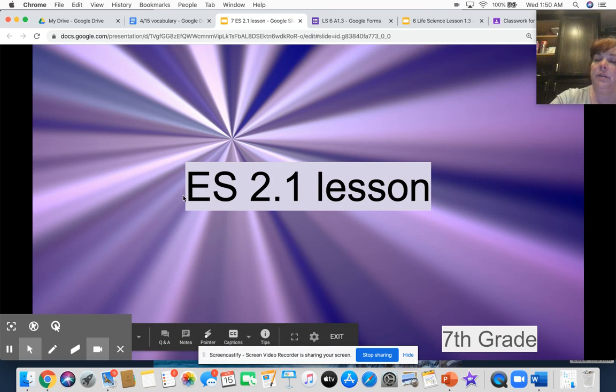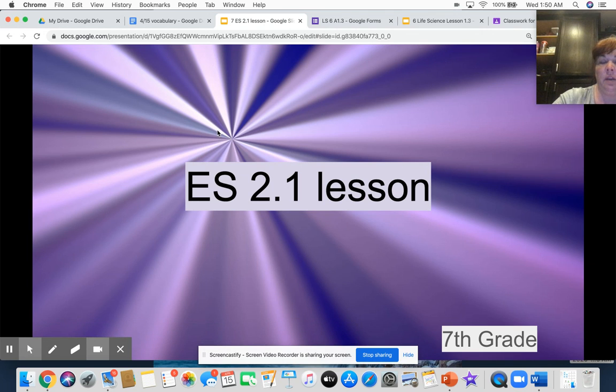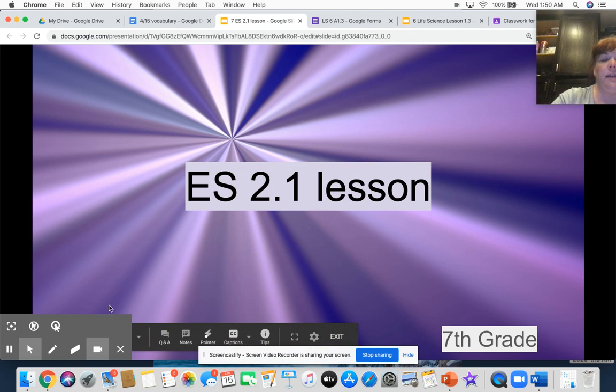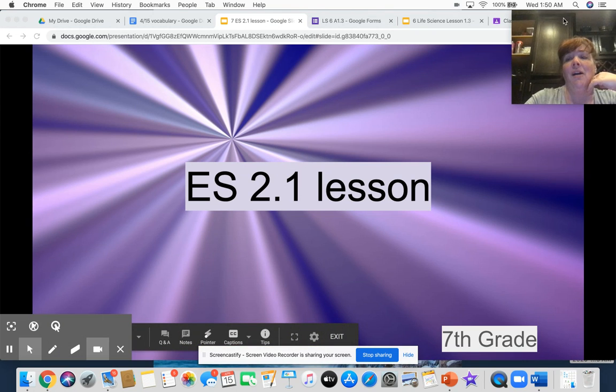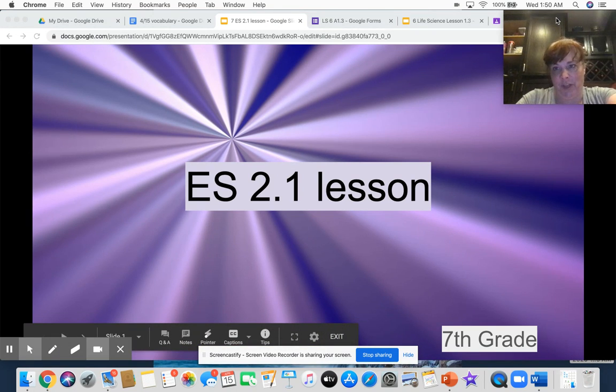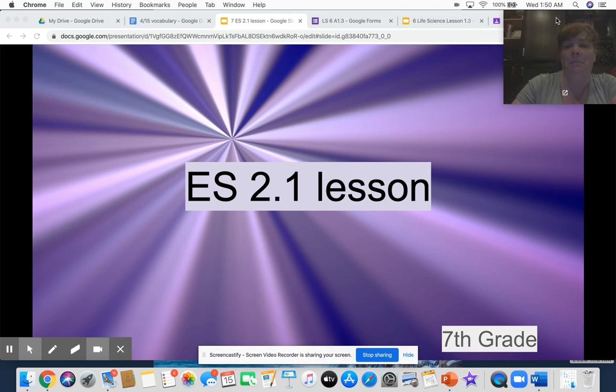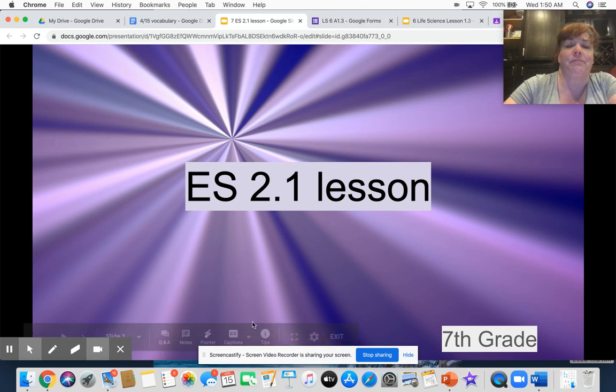So today we are doing lesson 2.1 in our Earth Science unit. And it's going to be actually pretty easy because it is a series review on the conduction of thermal energy, which is what we just finished up. So we should be good on this.